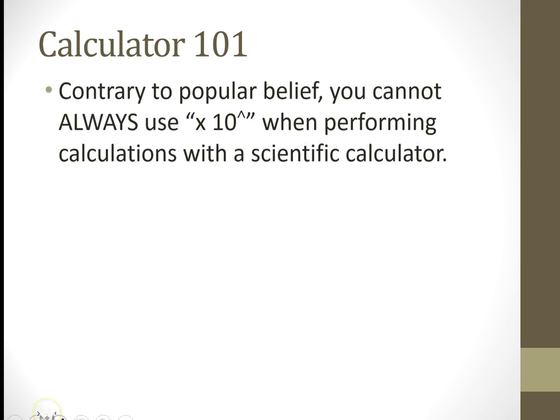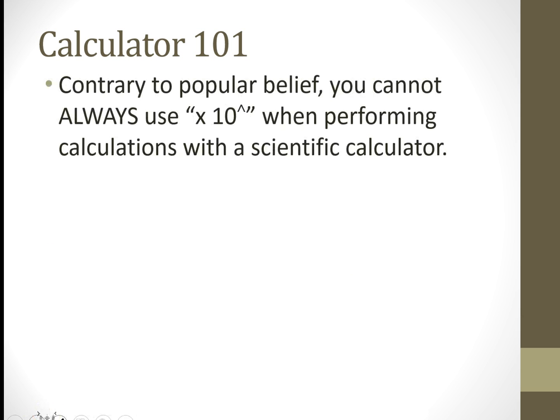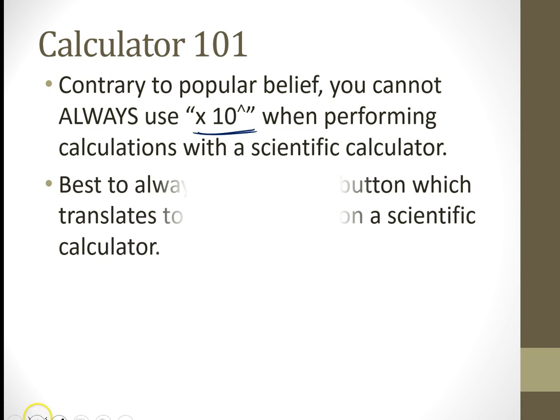Okay, now using your calculator. So you need to have a scientific calculator in chemistry. There is just no way around it. And do not type in multiply 10 and the little caret thing. Okay, it doesn't always work. It works a lot of the time, and that's why it gets confusing. And some calculators will work all the time.